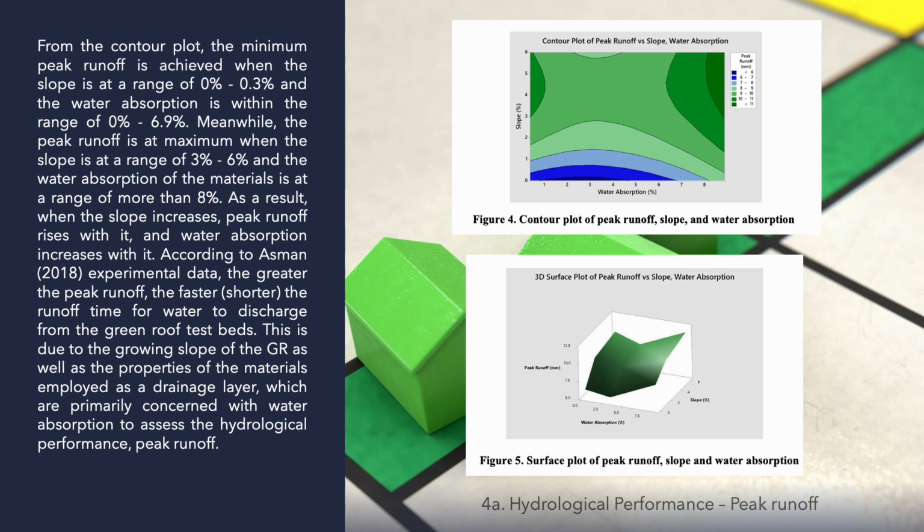Based on the percentages obtained from the analysis, when the slope increases, the peak runoff rises with it, and the water absorption increases with it. According to ASMA experimental data, the greater the peak runoff, the faster the runoff time for water discharge from the green roof testbed. This is due to the growing slope of the green roof as well as the properties of the material employed as the drainage layer, which are primarily concerned with water absorption to assess the hydrological performance of peak runoff.